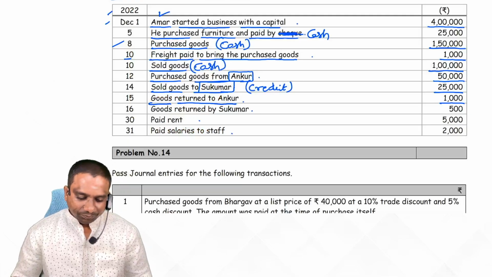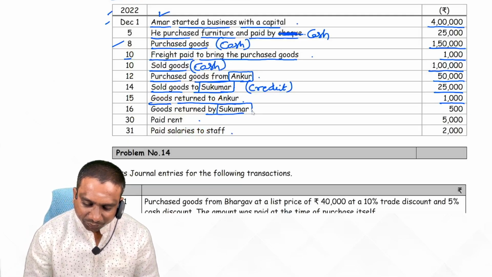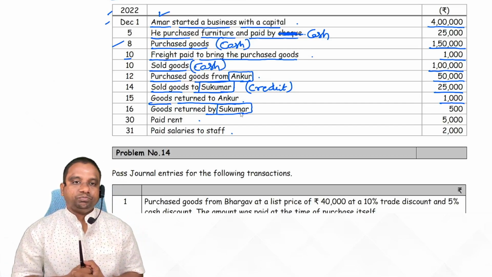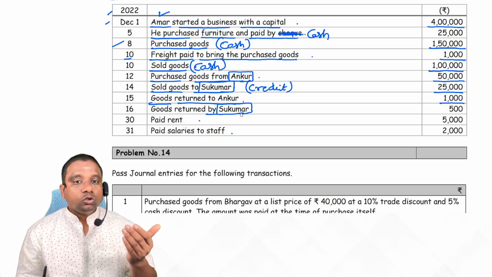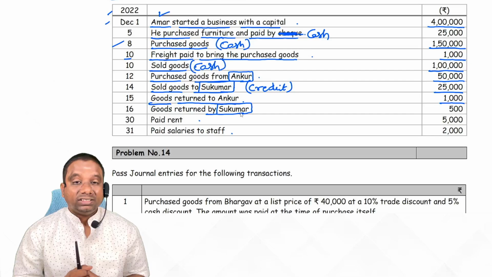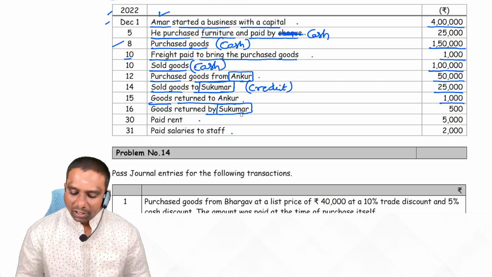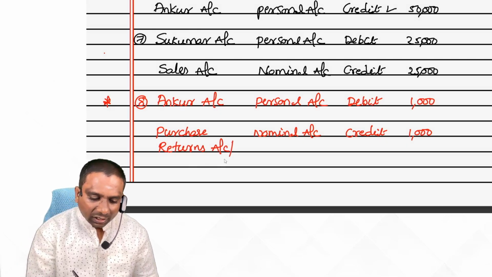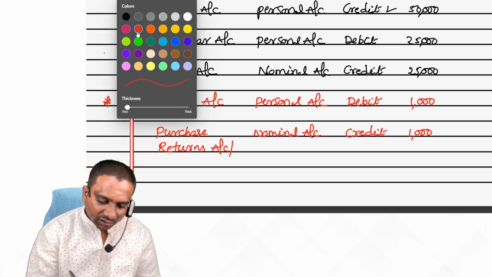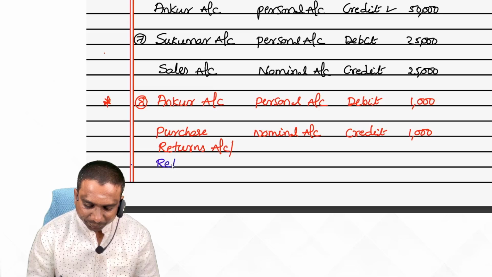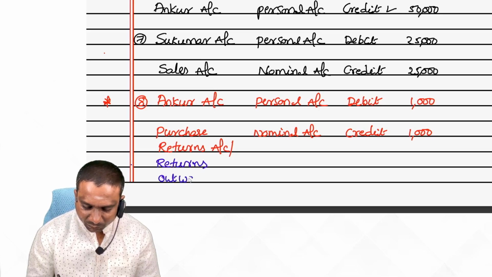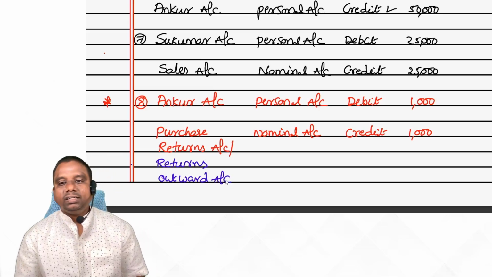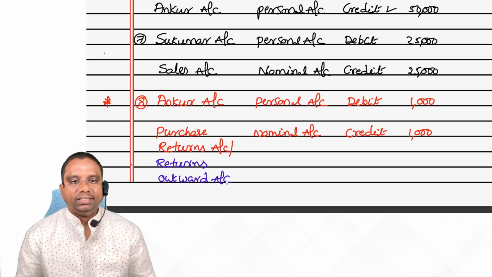Right. Next one. Goods returned by Sukumar. Earlier, we returned goods to Ankur. This time, Sukumar is returning goods to us. Earlier, we sold goods to Sukumar. Now Sukumar is returning. So, sales returns. Previously, purchase returns. And the other name for purchase returns is returns outward. Is it clear, students? Now look at the next one.